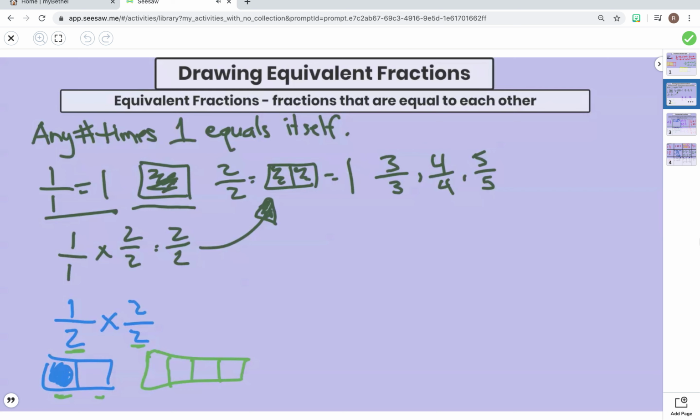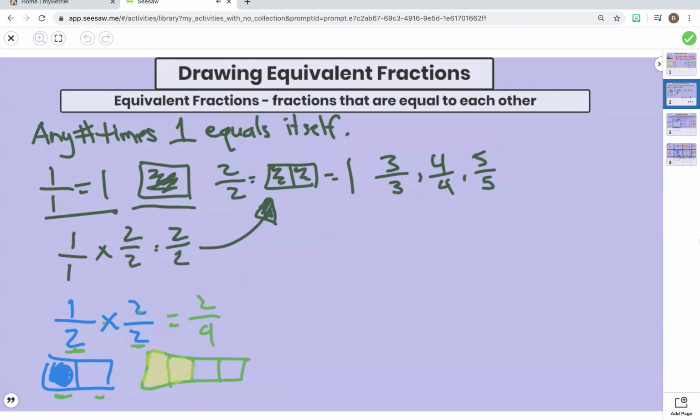Okay, and if we had 1 whole and then it got multiplied by 2, how many parts do we have shaded now? Well, I count 1 and 2. So now our new fraction is 2 over 4. So you can just multiply across. 1 times 2 equals 2. 2 times 2 equals 4. Okay? So they're the same.